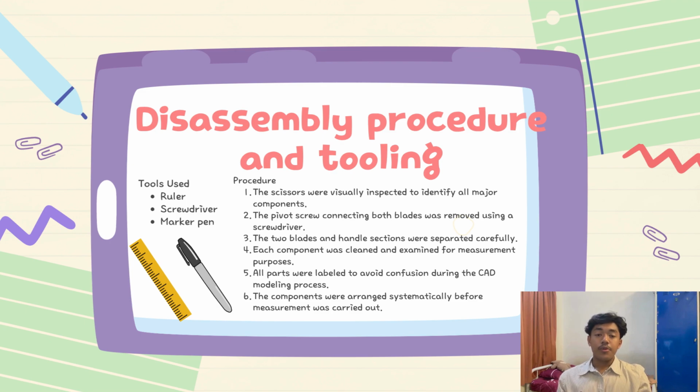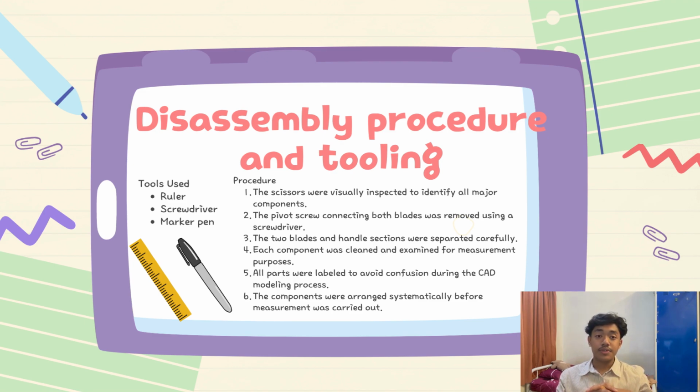So now I'm going to talk about the disassembly procedure and also tooling. The tools used in our project are three tools, which are a ruler, a screwdriver and also a marker pen. And for the procedure, firstly, we inspected the scissors to identify all major components.